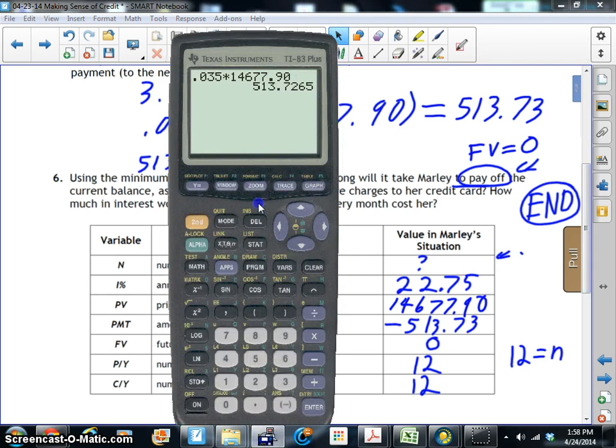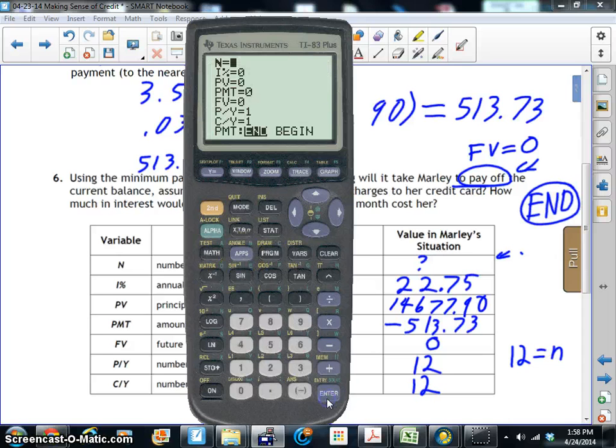And then now we're going to use the calculator to find this. So let's see. I'm going to hit apps, enter. So now we're going to look at that. Leave alone the N. 22.75 into this. We're doing PV, which is 14,677.90. Payment, negative 513.73. FV 0, and this is supposed to be 12. And so now we have that. So everything's set. We do alpha, enter, and it's 41.53. Let's see, did I do that right? I'm just making sure. 41.53.